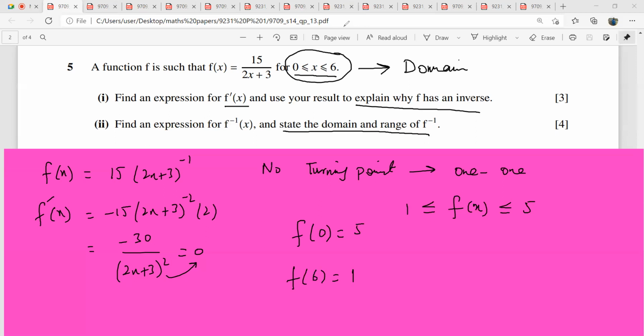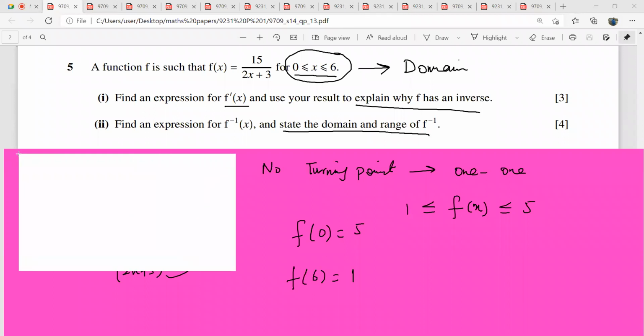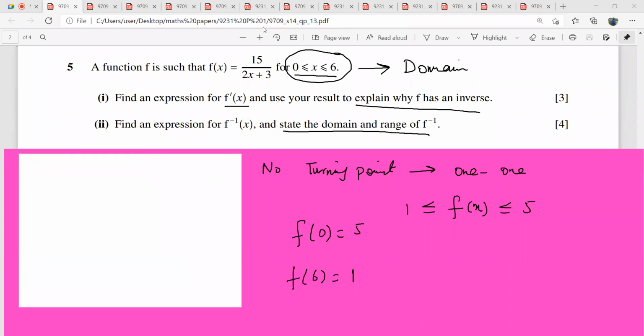So let's write down the inverse first of all. And you people know that when you have to write the inverse, you put your function equal to y. So that is 15 over 2x plus 3, that is equal to y. So you have 2xy plus 3y equal to 15. 2xy is equal to 15 minus 3y, and your x is 15 minus 3y over 2. Finally, the f inverse of x is 15 minus 3x over 2.